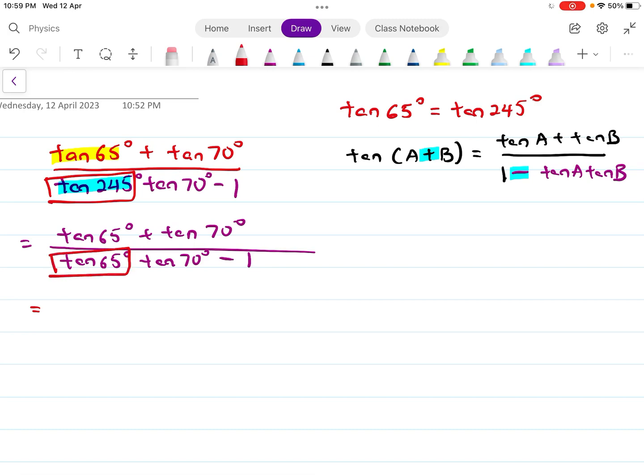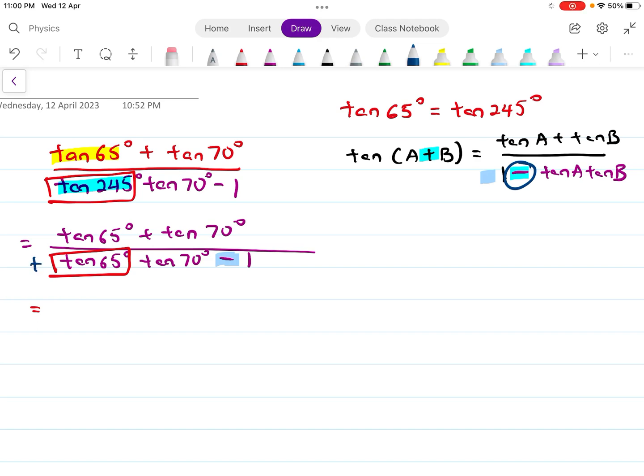After you change this, I recognize that tan 65 plus tan 70 over tan 65 tan 70 minus 1 is a bit similar to your addition formula of tan. Let's do a very quick recap, right? tan (A plus B) is equal to tan A plus tan B over 1 minus tan A tan B. So you can see it's roughly the same. The only difference is actually the sign. For this, 1 is positive, but this 1 is negative. Then for the tan A tan B, this should be negative, but this is positive.